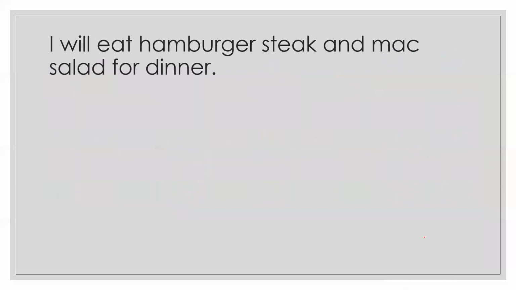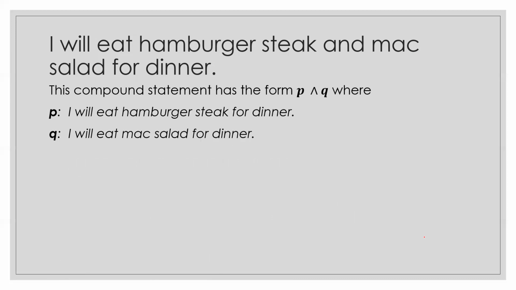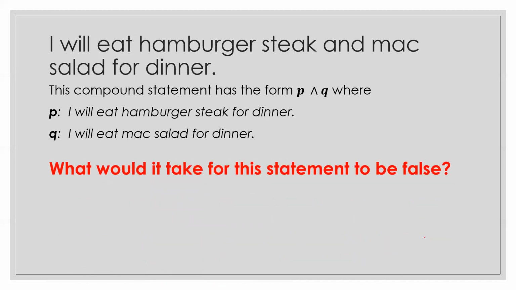Now, for example, if I say, I'll eat hamburger steak and mac salad for dinner, this compound statement has the form P and Q, where P is, I will eat hamburger steak for dinner, and Q is, I'll eat mac salad for dinner. So my question to you is, what would it take for this statement to be false?